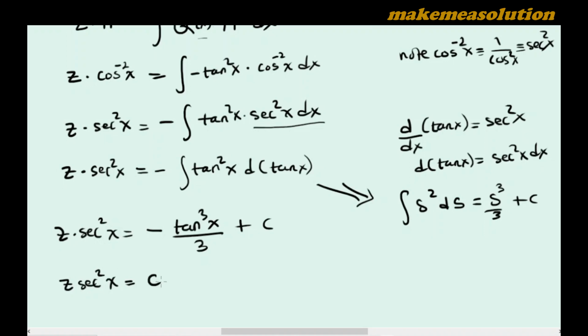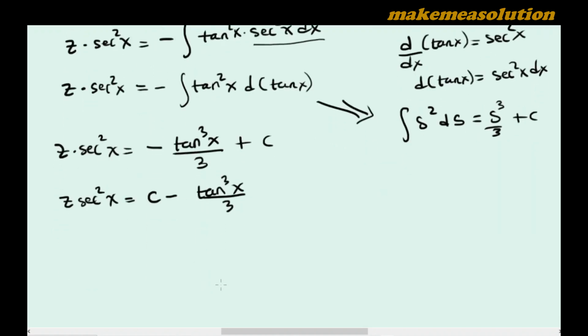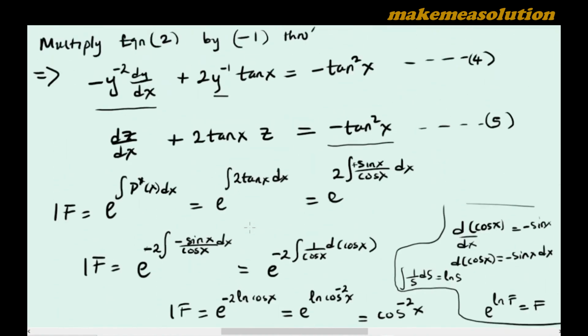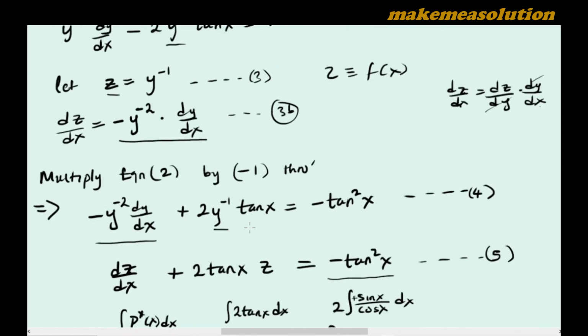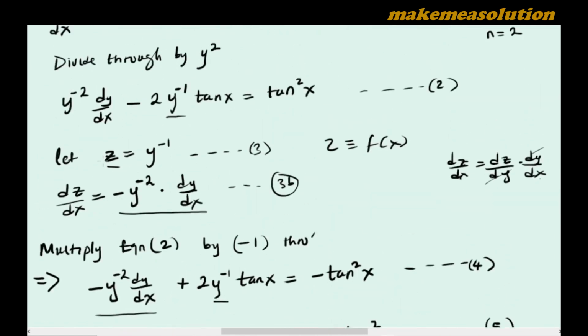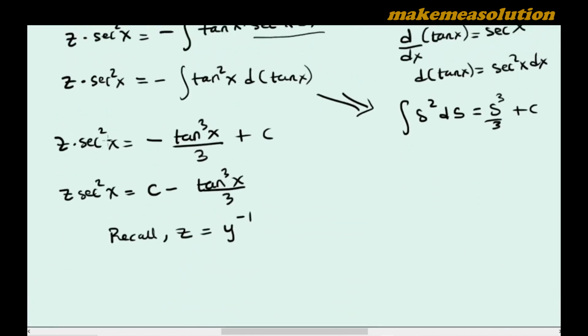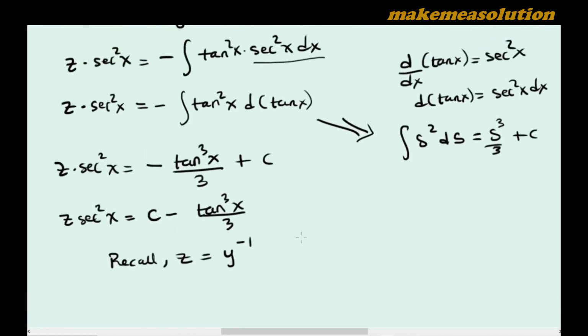Thank you very much. C minus what? Tan cube x over 3. So what they're now trying to tell me invariably is that you have to recall that z is actually y minus 1. I hope we remember from equation 3, z is actually what? Y minus 1.